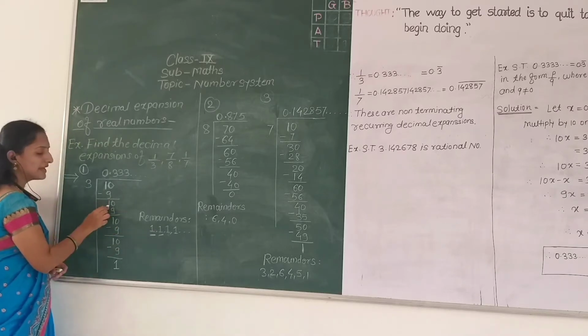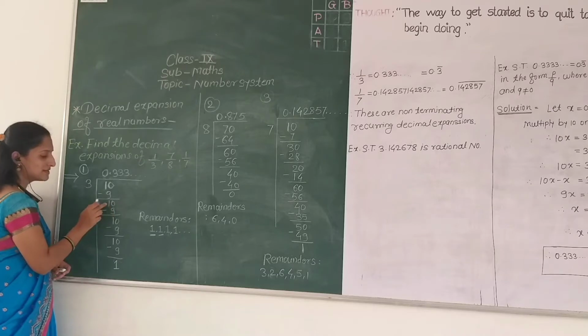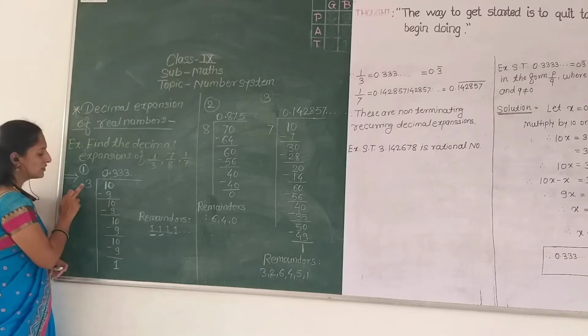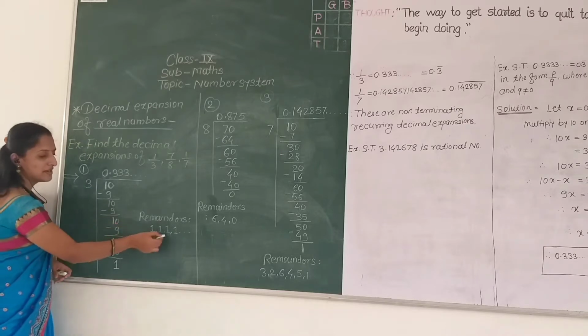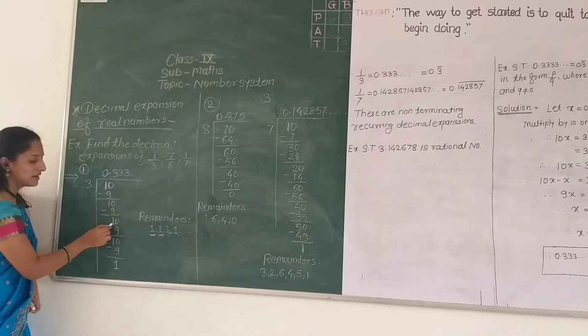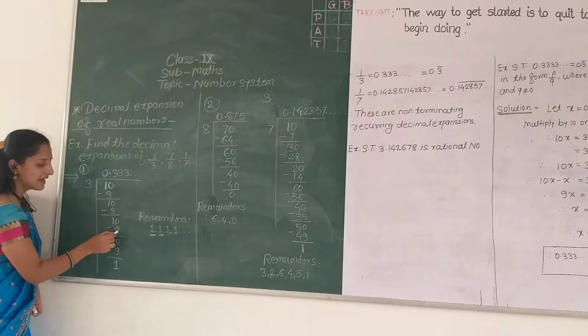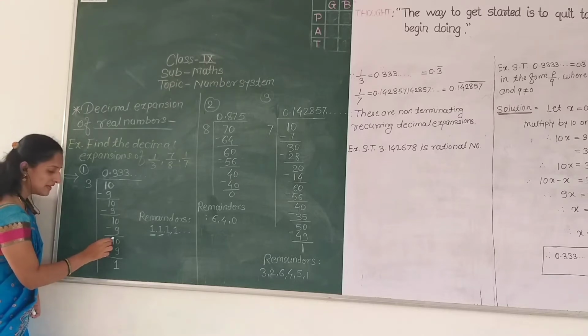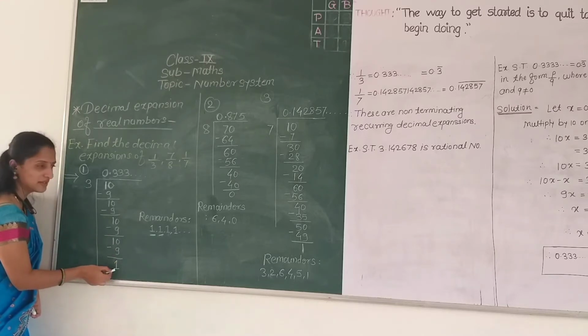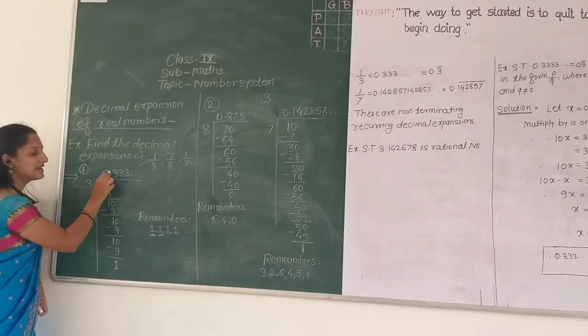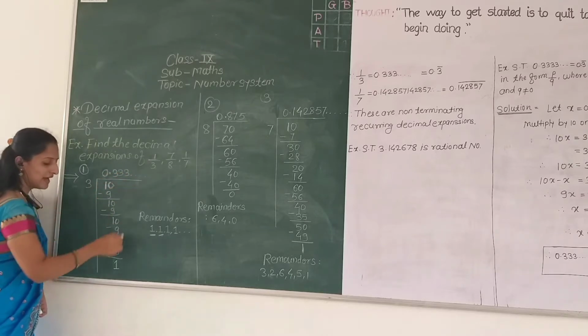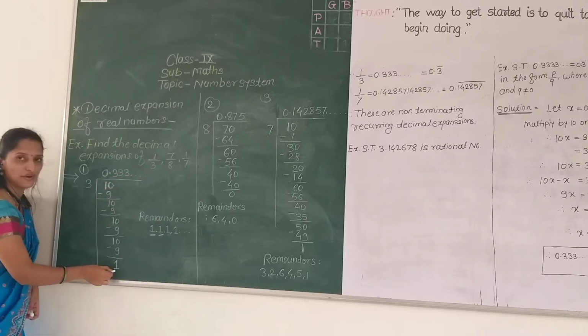Again I put 0 on 1 since 1 is not divisible by 3. So now 3 3s are 9, 10 minus 9 is 1. Again the remainder is 1. Now I put again 0 on the 1. Now 3 3s are 9, again 10 minus 9 is 1. That means at each step the remainder is 1 and the quotient is 3, so in the quotient I get 3 repeated many times.